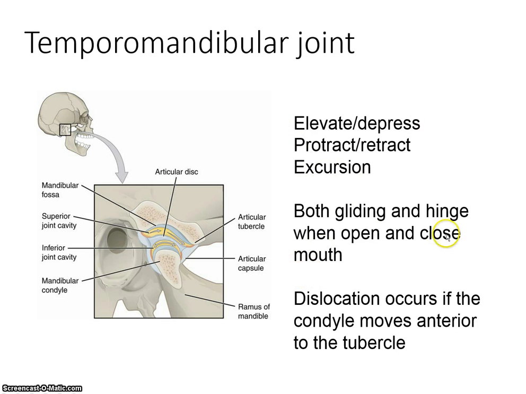So dislocation occurs if this moves anteriorly, right? So if it moves in front of the tubercle, we've really magnified in too close to see that. But if that jaw moves too far forward, it's going to come out of the joint cavity, and we'd say you're dislocated.